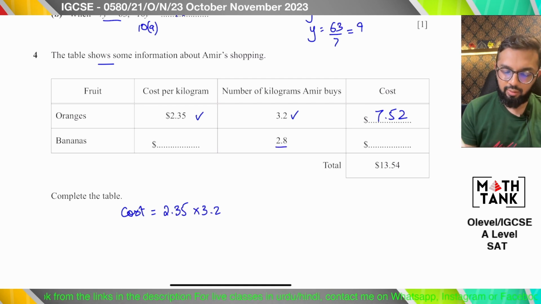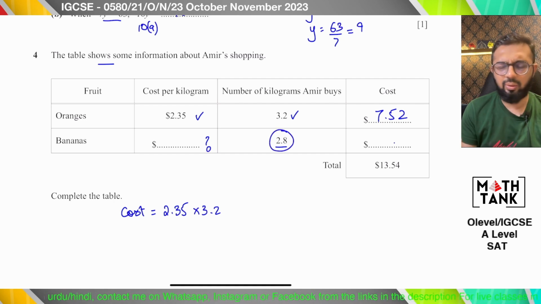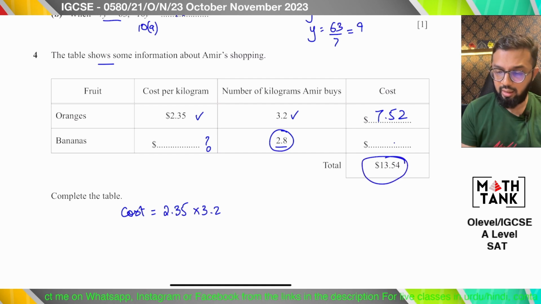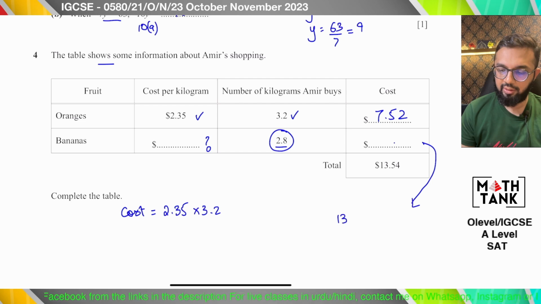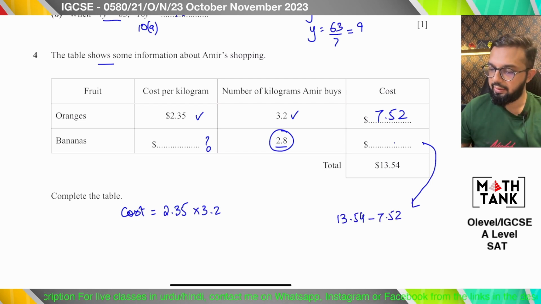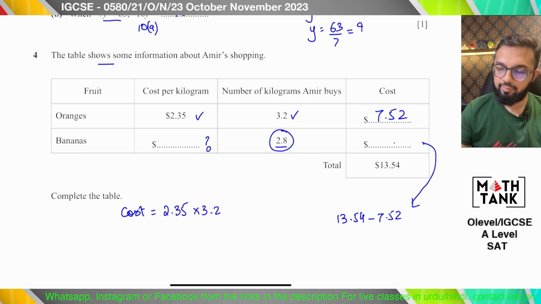Then I don't have the cost per kilogram. I have the number of kilograms. I don't even have the total cost, but I have the ultimate total here. So I'm going to say that this number can be calculated by 13.54 minus 7.52. Let's see what that gives us. 6.02.